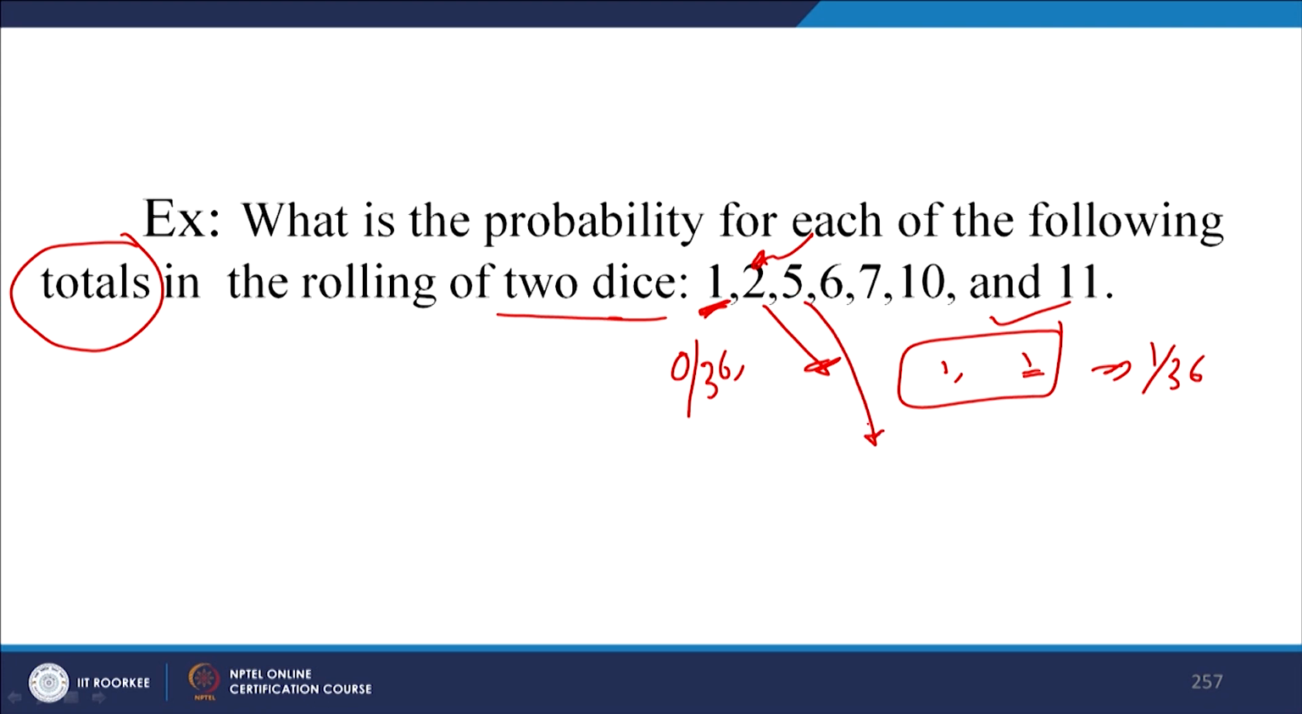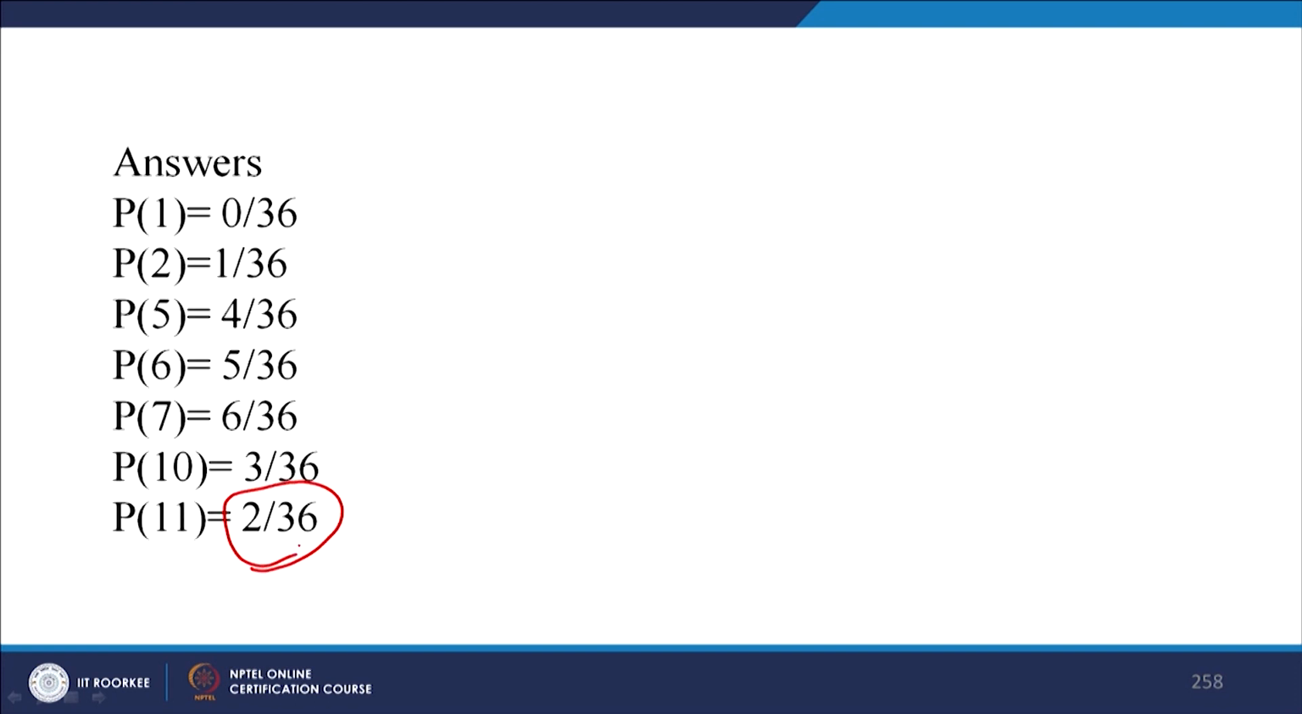What about 5? So, let us say you are getting 3 on first die and 2 on second die, then 2 3, is not it. Is there any other possibility of getting sum as 5? 4 1 and 1 4, right. So, there are 4 ways, right. So, 4 by 36. What about 11? Is it possible? So, you can have 6 and 5, 5 and 6, right. So, it is 2 by 36. So, these are the remaining answers, right.